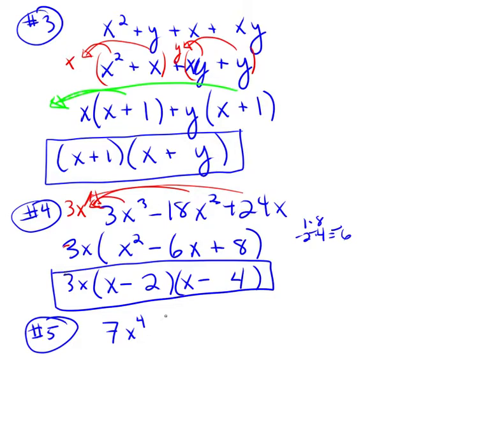So 7x to the fourth minus 28x squared. Ooh. So I have my GCF of 7x squared. So I'm thinking about it as, and this will have to be a minus, 7 times 1 is 7. x squared times x squared is x to the fourth. 7 times 4 is 28, and x squared times 1 is x squared.